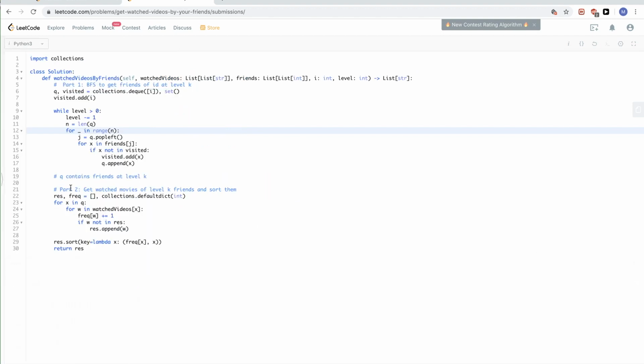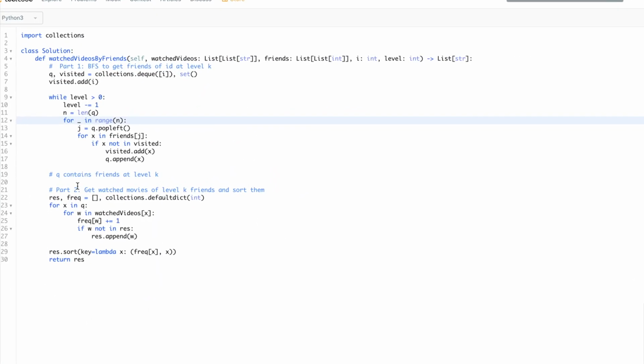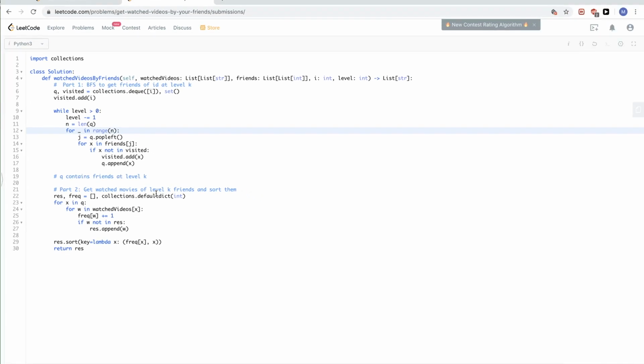So yeah, that's pretty much it, the solution for this problem. Just these two portions, and then doing BFS level by level. Yeah, so that's it pretty much for this problem.